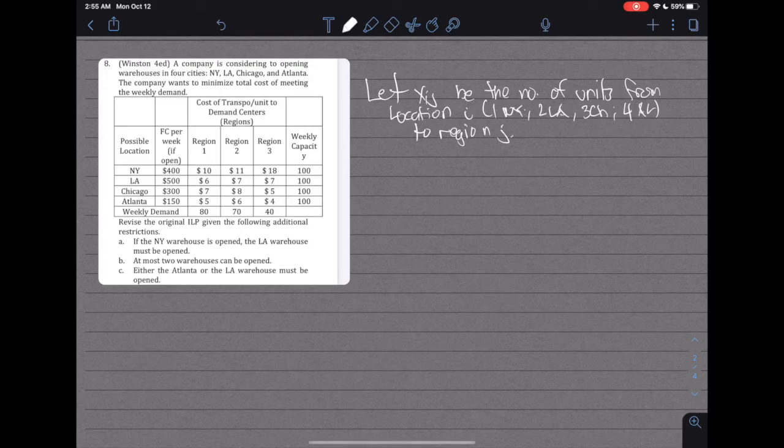But we're not only interested to know the number of units that will be supplied by supplier i to region j. We also want to know what locations or what suppliers to open. So that's where our binary variables come in. We let yi be equal to 1 if supplier i is open.